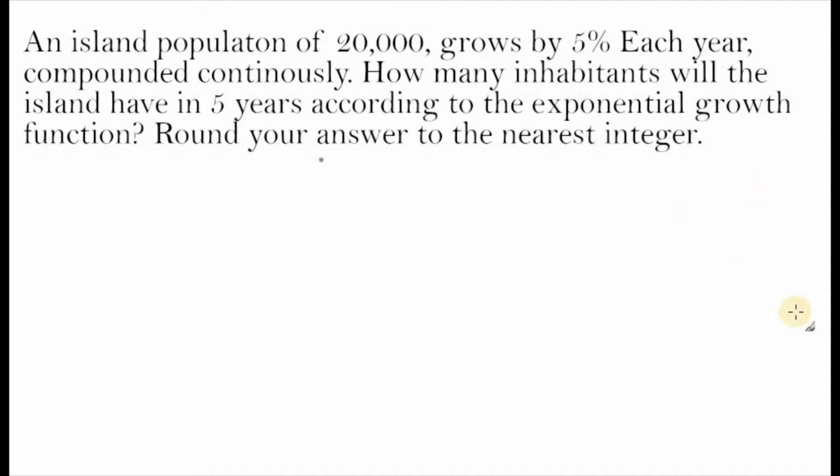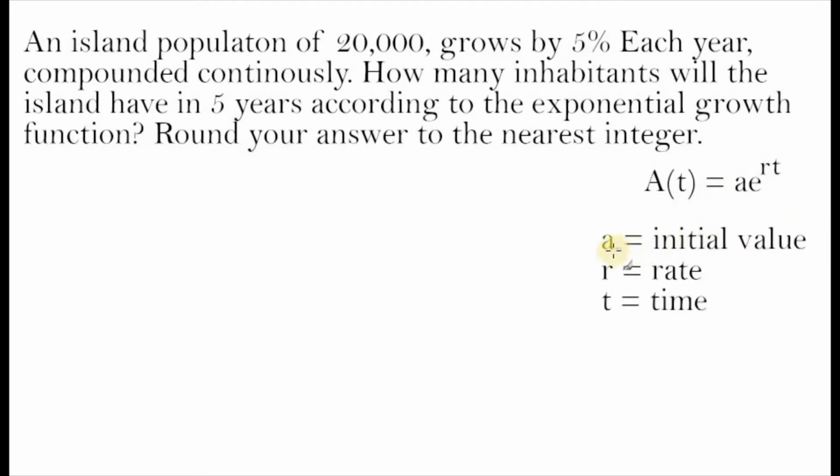So here we'll use an equation. We'll use A of t is equal to A e to the rt power. Each of those is indicated by a letter. A is the initial value, r is the rate, t is the time. So here we're going to find the A, which is the initial value, and then we're going to plug in all the rest of the values.